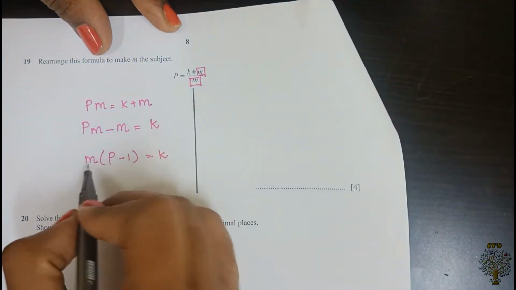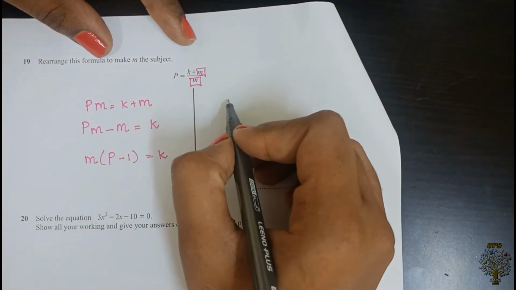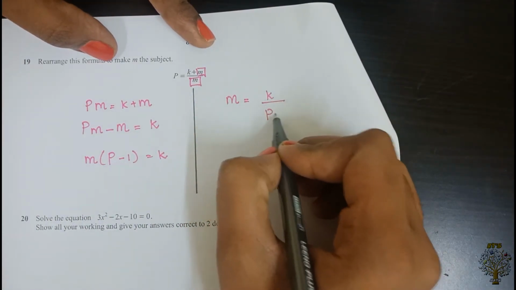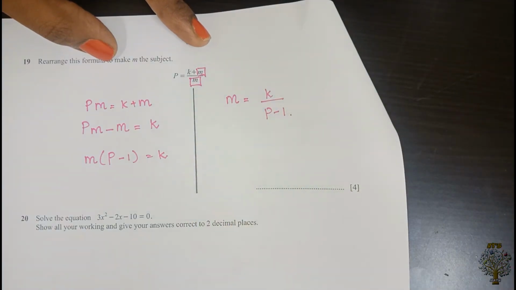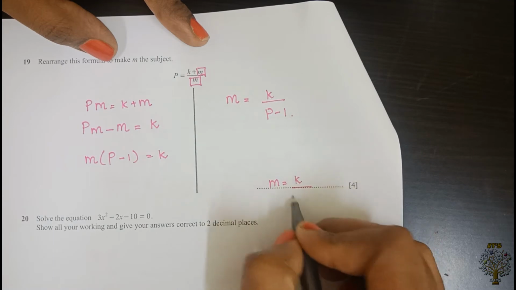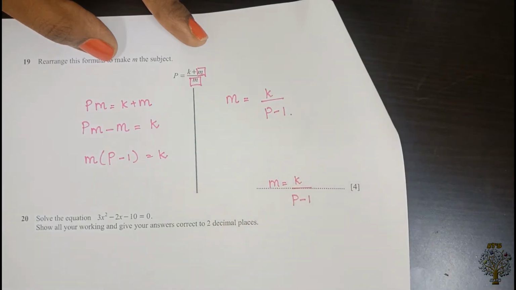Now I need M alone this side, so move P minus 1 to the other side. M will be equal to K divided by P minus 1. Okay, so this is your answer. M is equal to K divided by P minus 1.